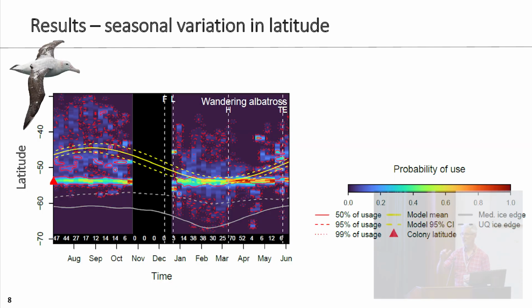If we just look at latitude now, this plot on the left is like a kernel density plot, a utilization distribution plot, but just using latitude on the y-axis, and on the x-axis we've got time. And you can see that the birds spend most of their time around the latitude of the colony, no surprise there. But if you look at the bigger picture, there's this sinusoidal pattern. And that, we think, reflects the sinusoidal variation in light and therefore primary production.